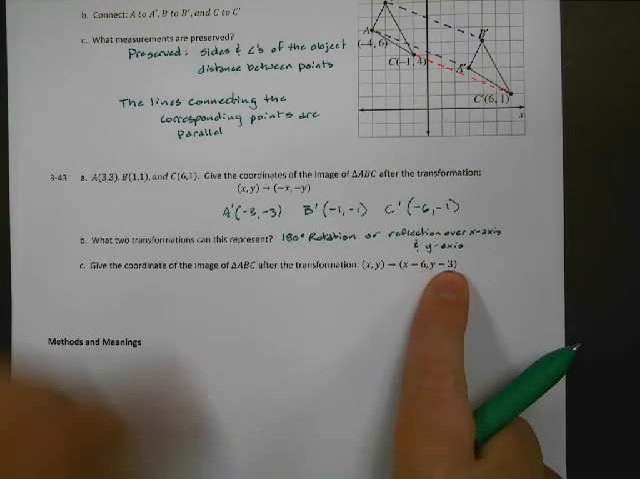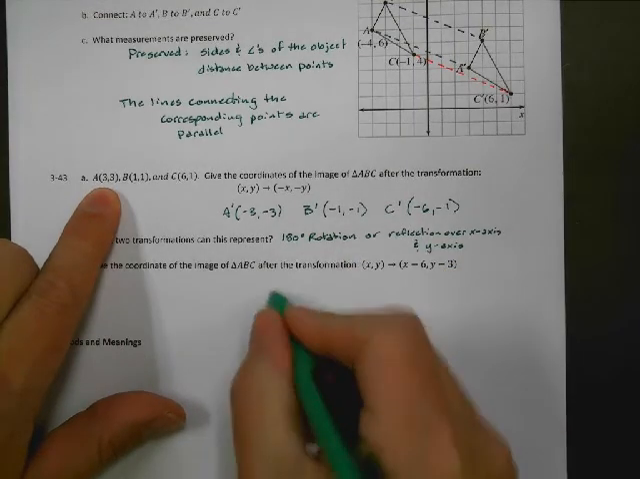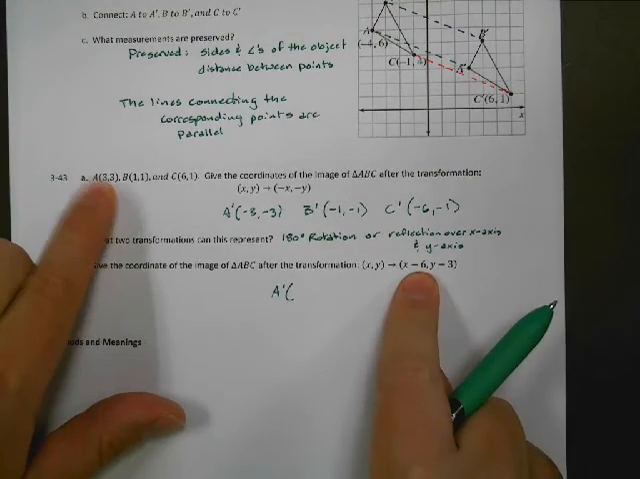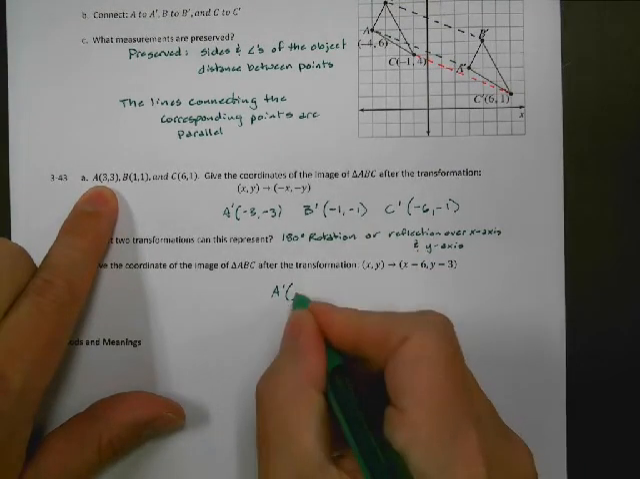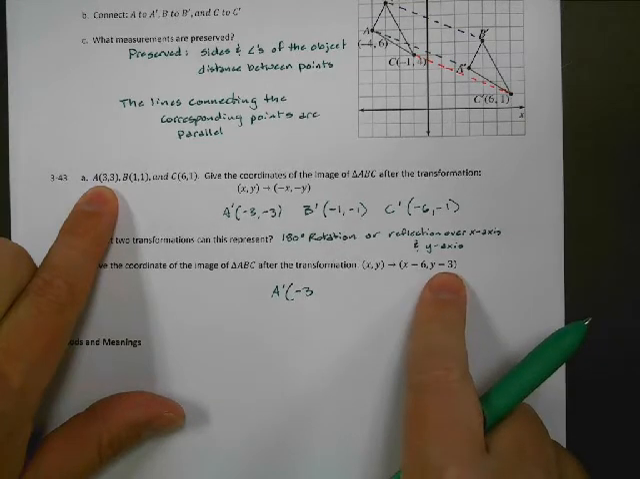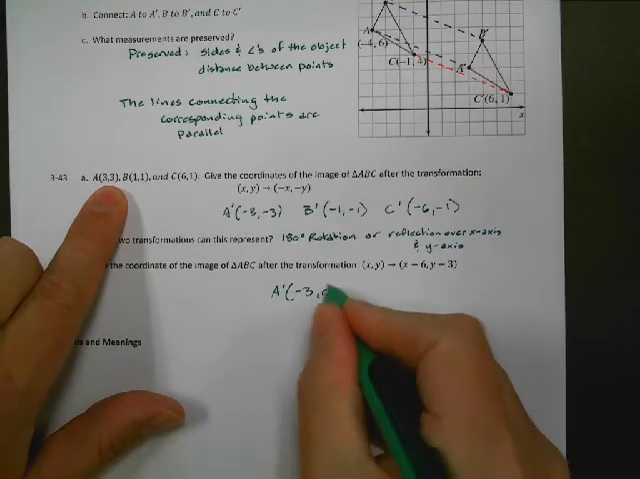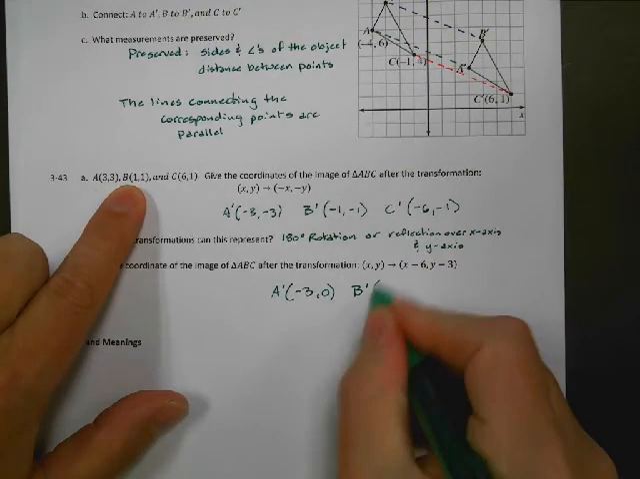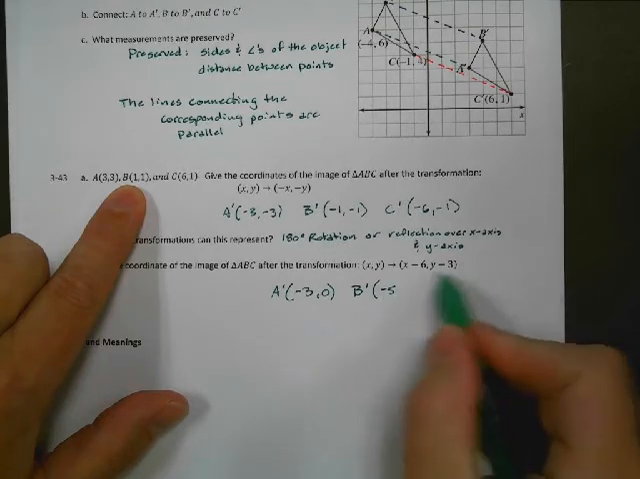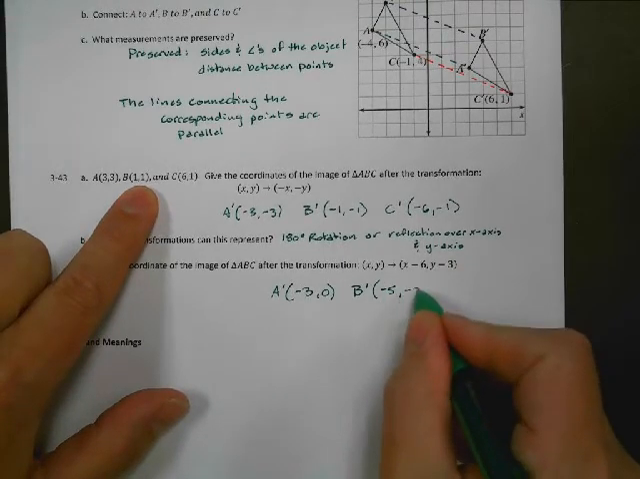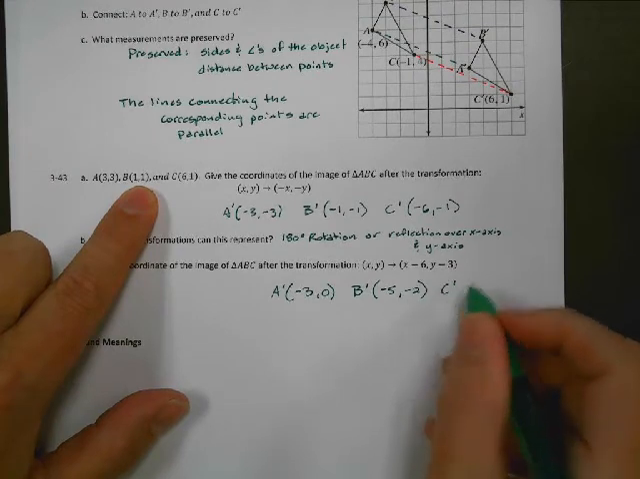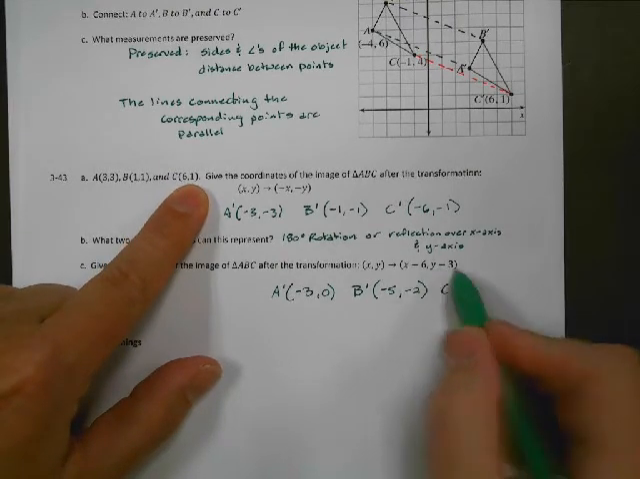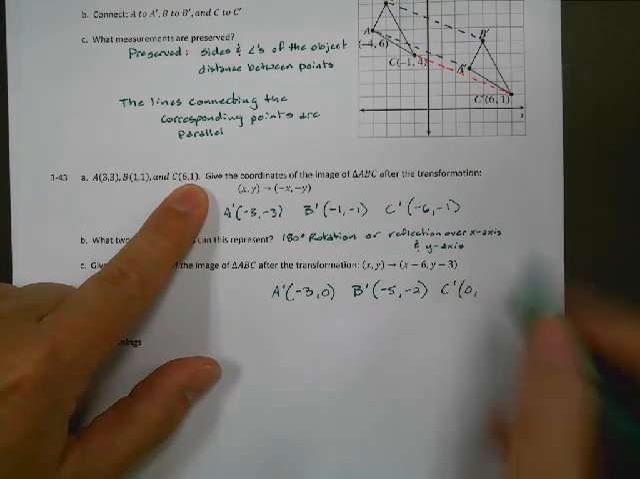All right, now the same thing for a translation of left 6 and down 3. If I took A and did this transformation, we would subtract 6 from the x, so that would make -3. And then we would subtract 3 from the y, and that would be 0. B prime, I would do 1 minus 6, which would be -5, and 1 minus 3, which would be -2. C prime, I'd do 6 minus 6, which would be 0, and then 1 minus 3, which would be -2.